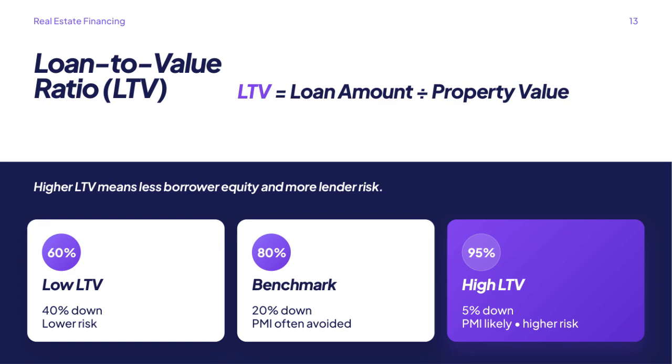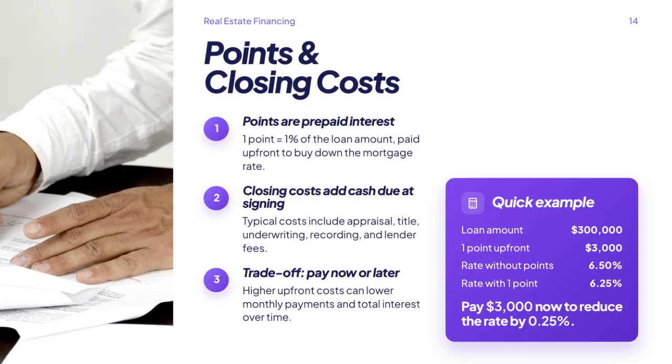Let's talk about points and closing costs in real estate financing, which are important factors to understand when securing a mortgage. Points are essentially prepaid interest, where 1 point equals 1% of the loan amount. You pay this amount up front to lower your mortgage interest rate. For example, if you have a $300,000 loan, 1 point will be $3,000 paid at closing.